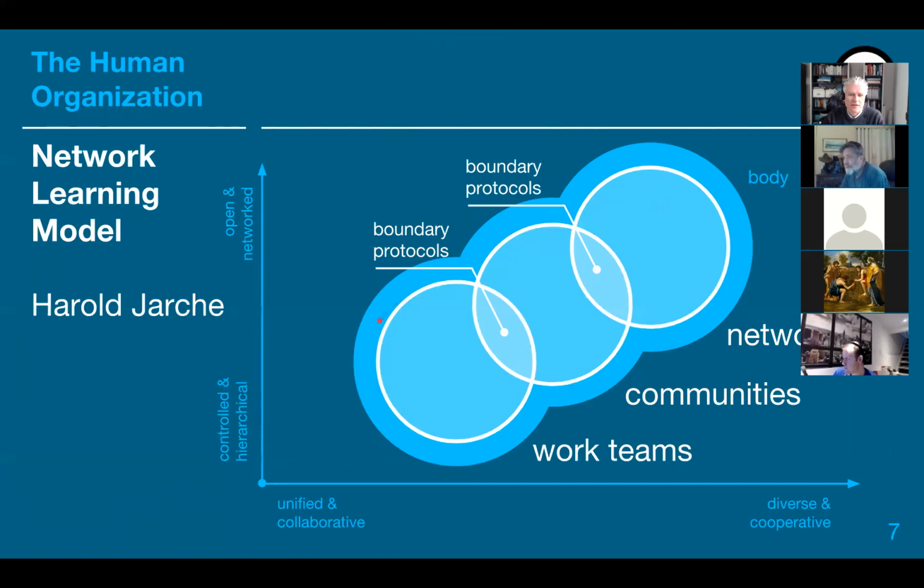A coherent place where you get your work teams together to work on certain projects, certain purposeful activities that are anchored around a certain body of work. But then further you move out here to the top right, you get into more open and networked environments, right, that are more diverse, more cooperative. So this is where he describes the communities, and further out there is the network itself. So see it as something like social networks up here.